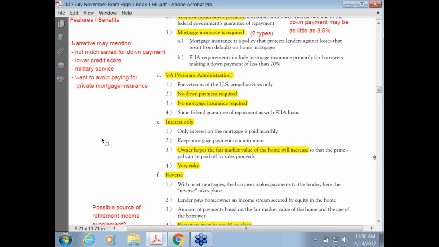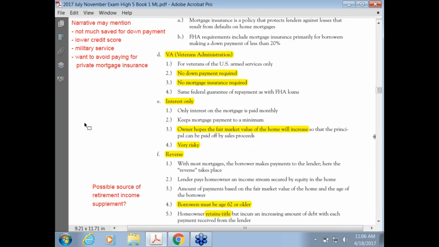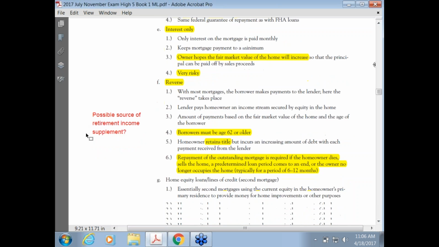Interest only can be a much lower payment, but very risky because no principal is ever being paid down. When the housing market's booming, you saw a lot of these because the equity was growing just from the appreciation in the property. But when that stops is when they really become risky. So again, you're just looking for what things they are telling me in the stem that would help me sort out one or two major features and benefits of these different kinds of loans.